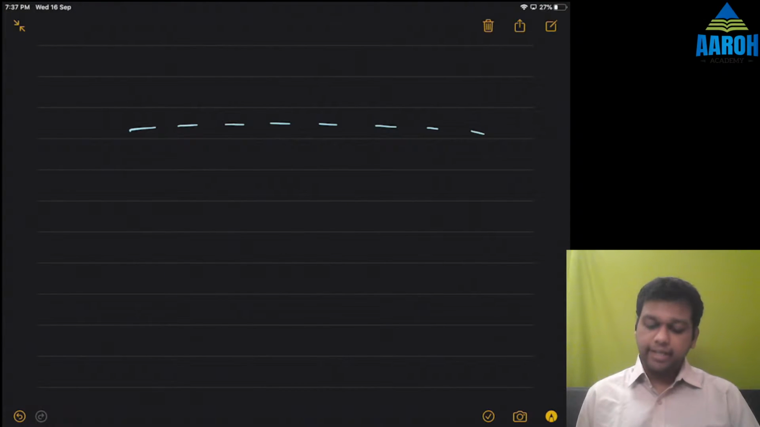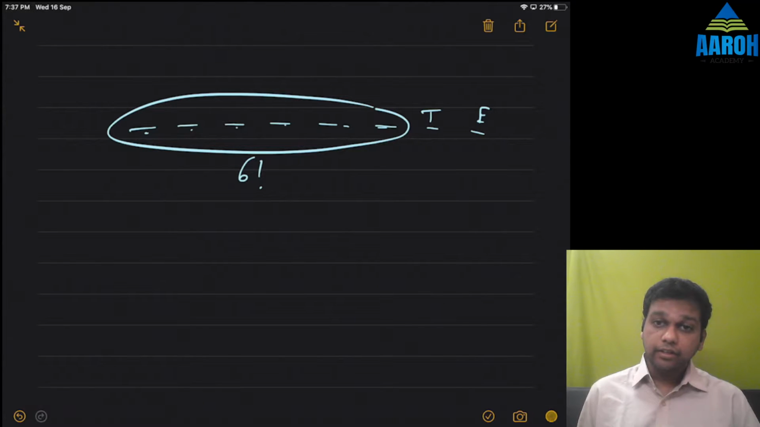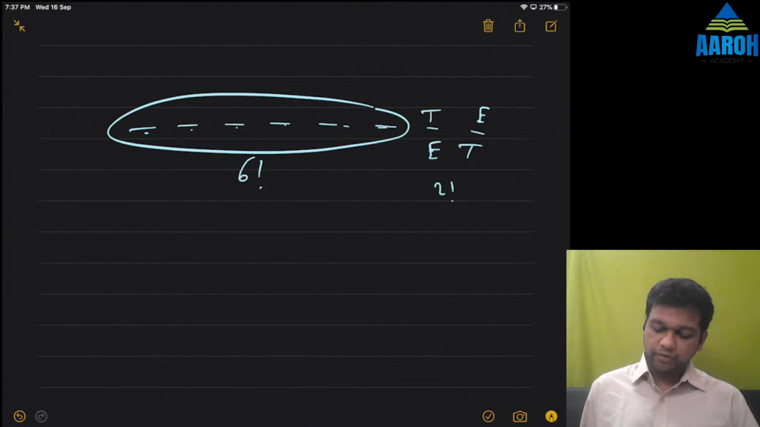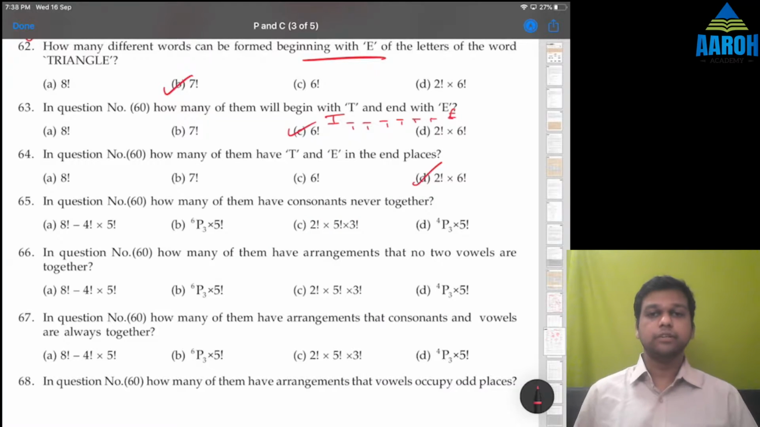Triangle. We want T and E in the end places, right? So the remaining letters can be arranged in 1, 2, 3, 4, 5, 6, 6 factorial ways. And instead of TE, we can write ET also, right? This also means they are in end places. So that means there are 2 factorial ways of this. So 6 factorial into 2 factorial will be the correct answer. Option D.